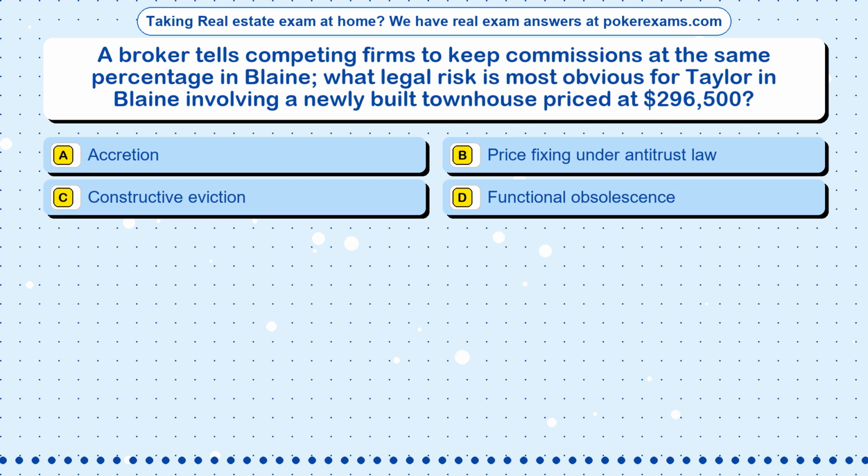Question 90. A broker tells competing firms to keep commissions at the same percentage in Blaine. What legal risk is most obvious for Taylor and Blaine involving a newly built townhouse priced at $296,500? Option A, accretion. Option B, price fixing under antitrust law. Option C, constructive eviction. Option D, functional obsolescence.